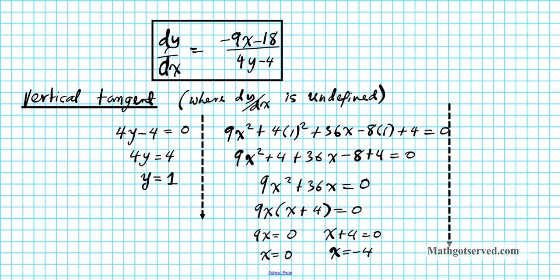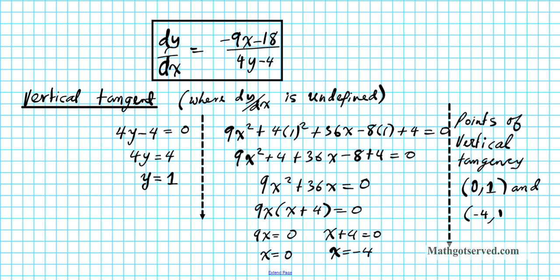Let's go ahead and write down our final result. Points of vertical tangency are, notice y is constant, so y is the same, sorry. So (0, 1) and (negative 4, 1). Those are the 2 points where we have vertical tangents. So let's keep this in mind.